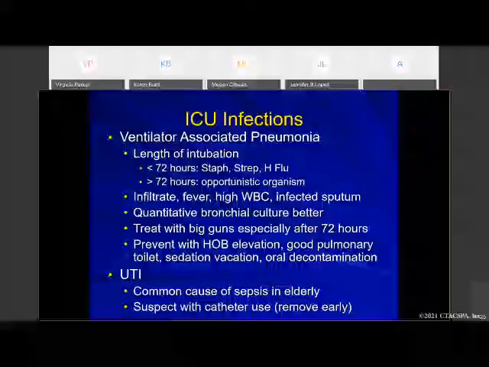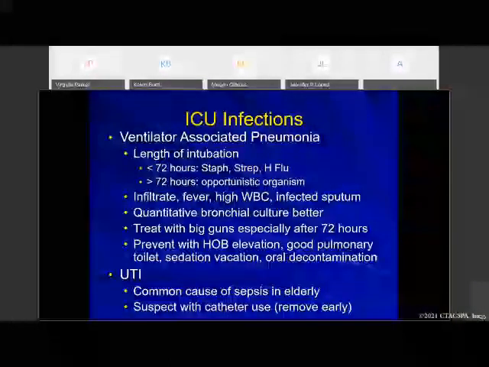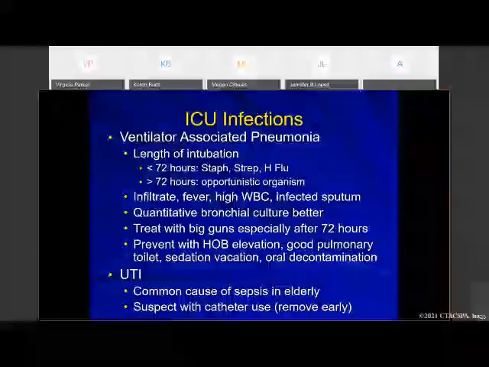UTIs, common cause of sepsis in the elderly. Of course, you can get it in the ICU. If we get it in the ICU, the government won't pay your hospital any money, so the hospital is going to get mad at you for letting someone get a UTI. And so we just don't send urines for cultures anymore. But what you do want to do is get rid of your catheter early.